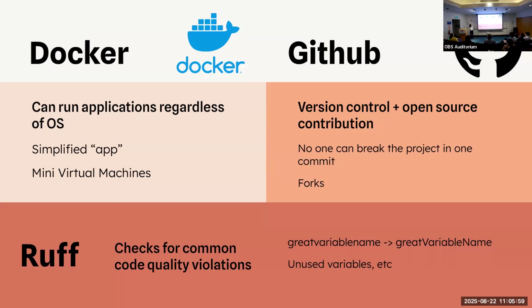And then next up, we also use GitHub for version control and open source contribution. It allows anyone to get a copy of the code, make whatever changes they want to it, without breaking the entire thing for everyone. Finally, we also use Rough for common code checking for code quality violations. This ensures that the code we write will be understandable for someone other than ourselves and will be maintainable long term. So what did we actually do in this project?